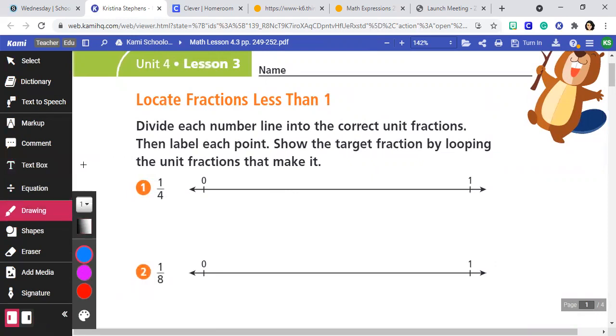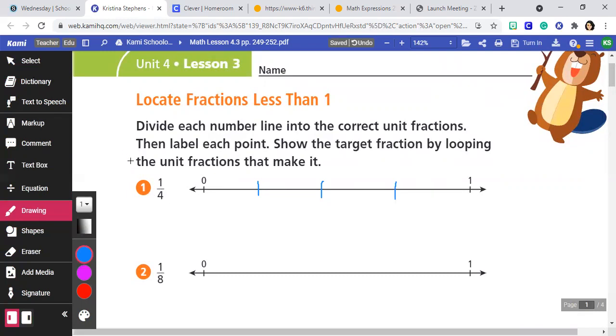Okay, so in order for us to divide number 1's number line into the correct unit fractions, I have to look at the denominator. My denominator is a 4, and that tells me there will be 4 equal parts between 0 and 1. So I'm going to draw lines to make 4 equal parts. And double check. I've got 1, 2, 3, 4 equal parts. Is it perfect? No, it's not, but it's good enough for what we're doing today.